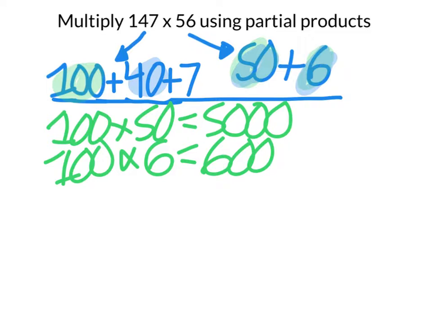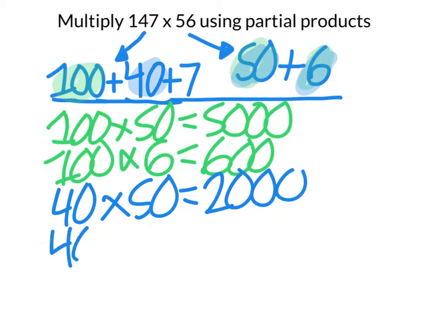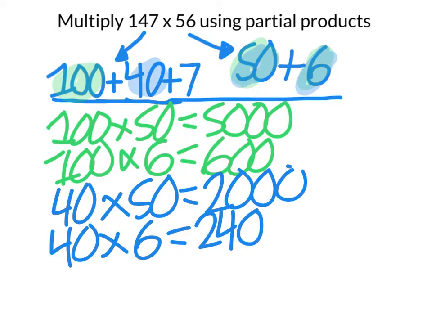Next, we're going to want to do the same thing for the 40. So 40 times 50. We know that 4 times 5 is 20, and then there are 2 zeros, so you add those zeros to the end. And then we've got 40 times 6. We know that 4 times 6 is 24. Add the 0 to the end.